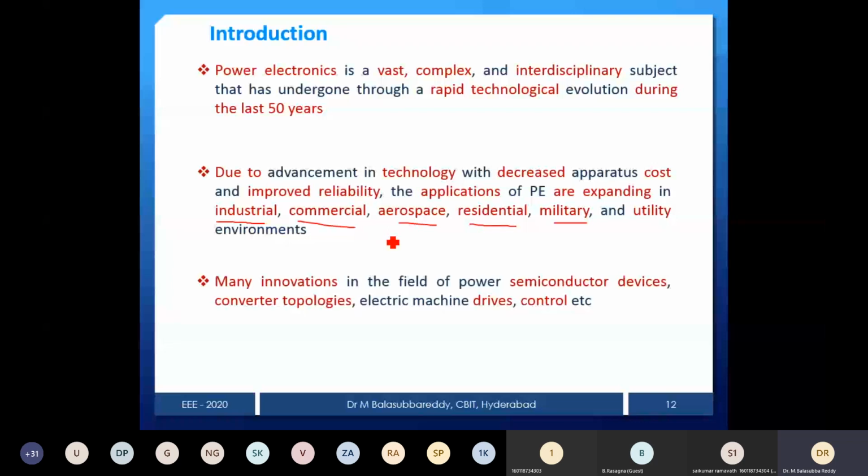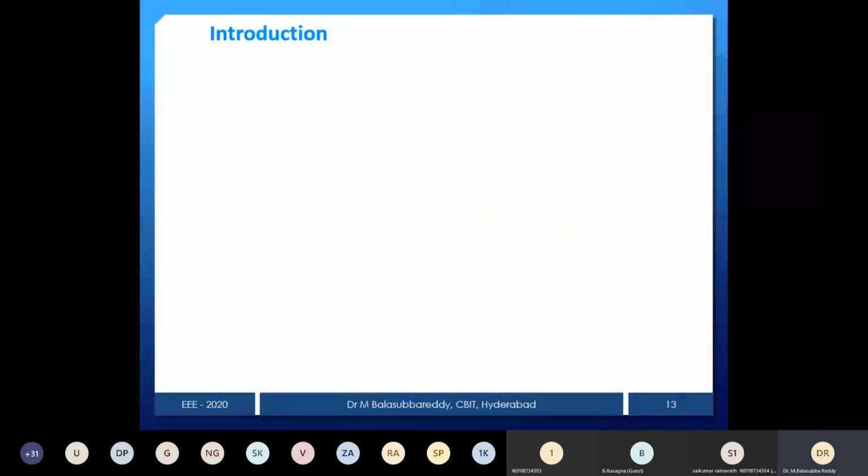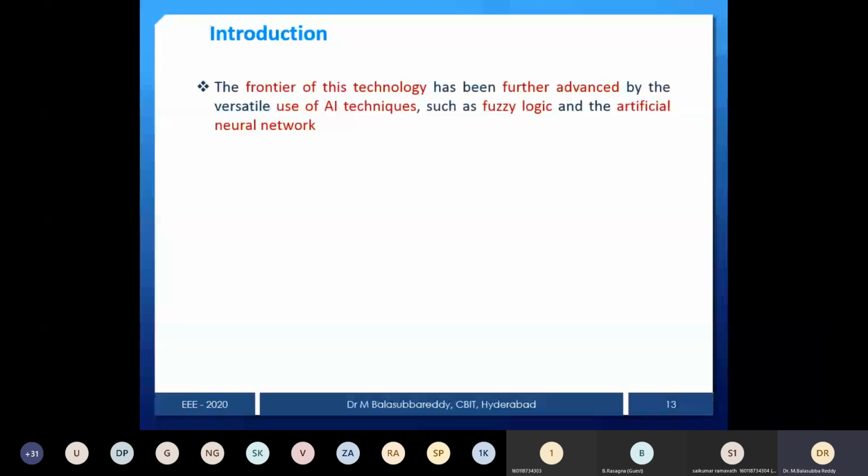So my main involvement in this field is devices, converter topologies, electric machine drives, and then control. Anyhow, drives are already explained. And now the latest technology uses these controllers, and by making use of AI techniques you can also use fuzzy logic, artificial neural network, neurofuzzy. So like that, many applications are involved in this power electronic strategy.